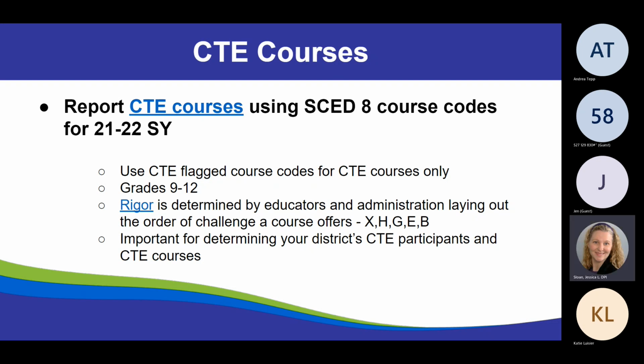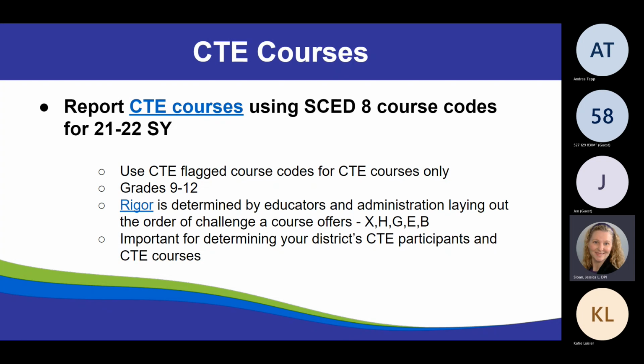So each course also has rigor assigned to it. So education teams should lay out their department or course sequence to determine the level of rigor for a course. This is important for strategic planning, for school improvement, but it's also very important for Carl Perkins, as sometimes we have layers of classes that students need to work through, and we need to make sure that we are accurately defining the level of rigor as part of that roster state SCED code.